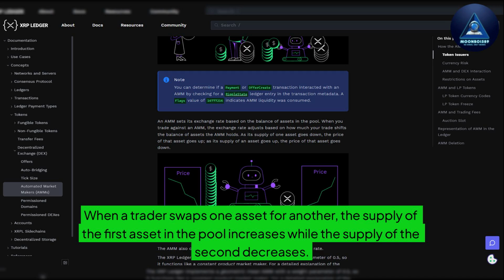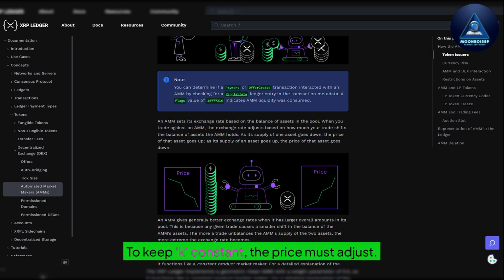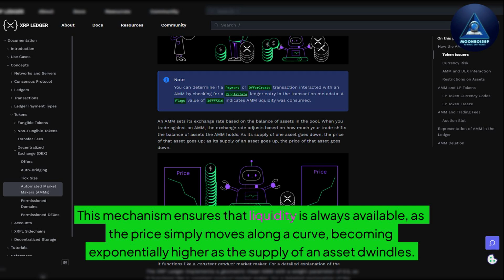When a trader swaps one asset for another, the supply of the first asset in the pool increases, while the supply of the second decreases. To keep k constant, the price must adjust. This mechanism ensures that liquidity is always available, as the price simply moves along a curve, becoming exponentially higher as the supply of an asset dwindles.